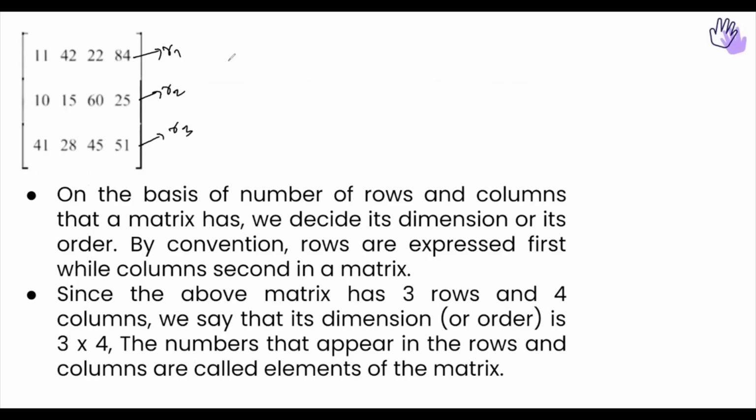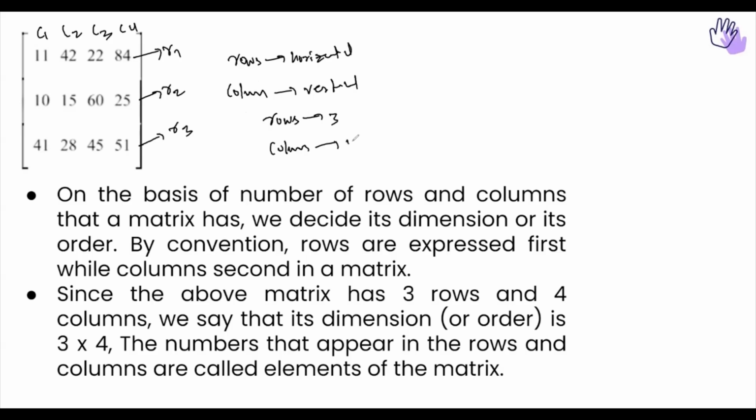Rows are always horizontal, so you can remember it like that. And columns are always vertical, right? So how many rows are there here? Three rows are there. How many columns are there? Four columns are there: C1, C2, C3, C4, right? So there are three rows and four columns, right?